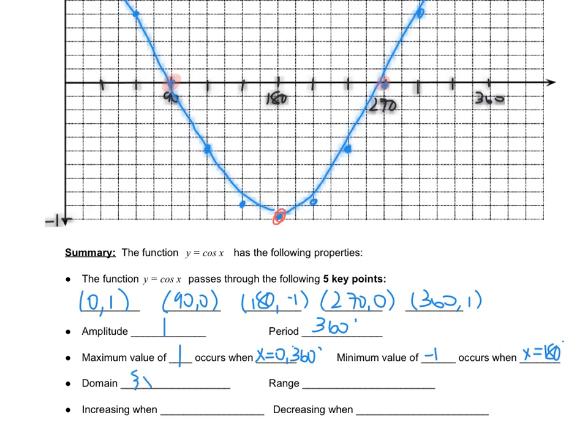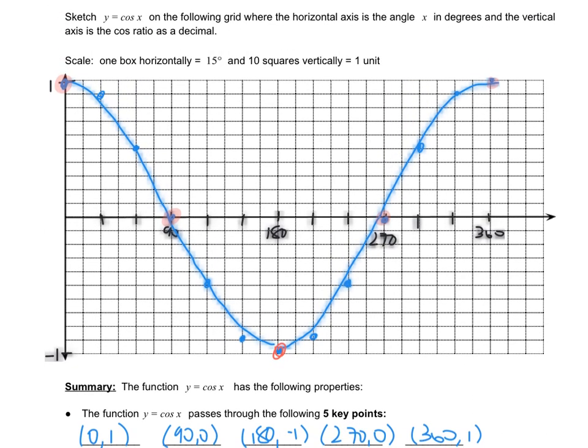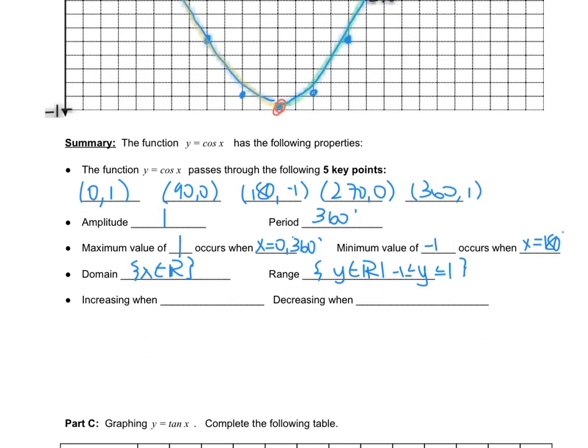Our domain and range are the same as our sine function because it's the exact same shape, just shifted. So y is greater than or equal to -1, less than or equal to 1. Now our increasing and decreasing is slightly different because of the different starting points. So we start off decreasing from 0 to 180, but then from 180 to 360, we are increasing. So increasing from 180 to 360 and decreasing from 0 to 180.